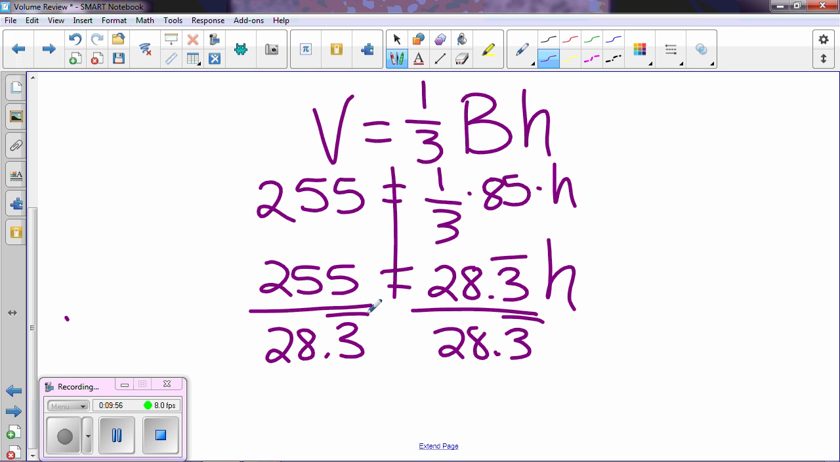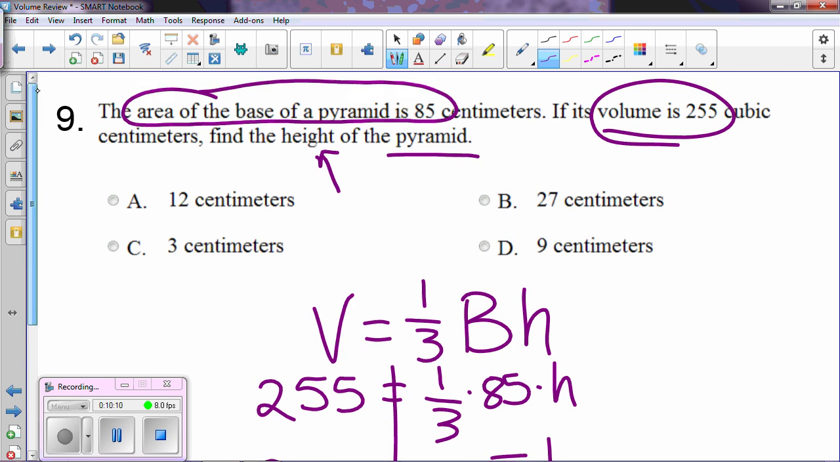So your height should get 9.00000. Yes, there are other numbers there. It's because of that repeating 3. So just to round, we're going to stick with 9. And then you would go back. Your units for height are not squared or cubed. They're just whatever it is in the problem. So centimeters for this example.